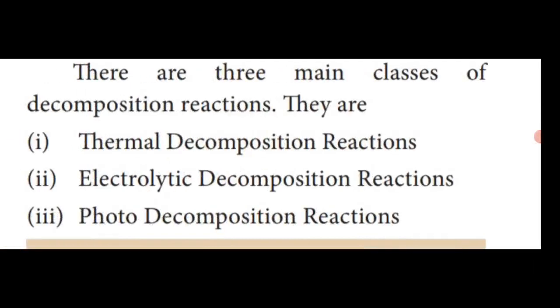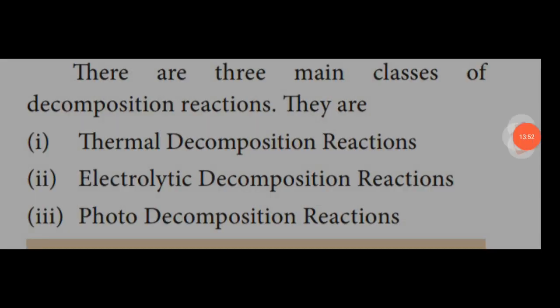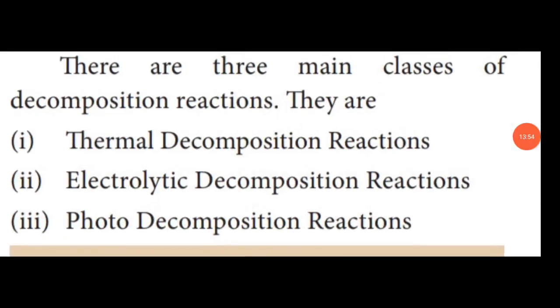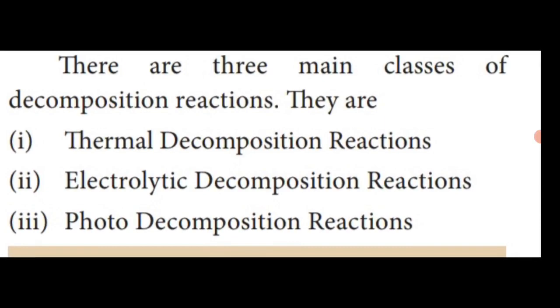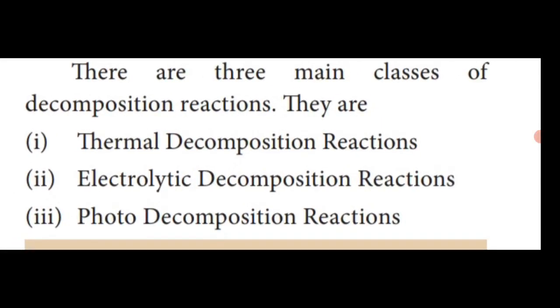There are three main classes of decomposition reactions. What are the three types? One is thermal decomposition reaction. Second is electrolytic decomposition reaction. Third is photo decomposition reaction. Thermal means heat energy. In this reaction, the bond is broken using heat energy. Electrolytic means electrical energy. Electrical energy is used to break the bond.